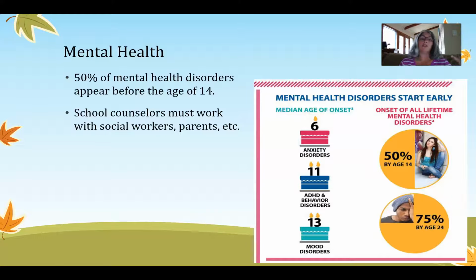Your school counselors need to be in tune with these students and working with social workers and parents to try to help these students. The diagram here at the bottom shows the median age of onset. So anxiety, you typically see around the age of 6. ADHD, sometimes not until the age of 11. I think sometimes we prematurely diagnose that in children when perhaps they're just a little hyper. And mood disorders, depression, bipolar, etc. can begin around the age of 13.